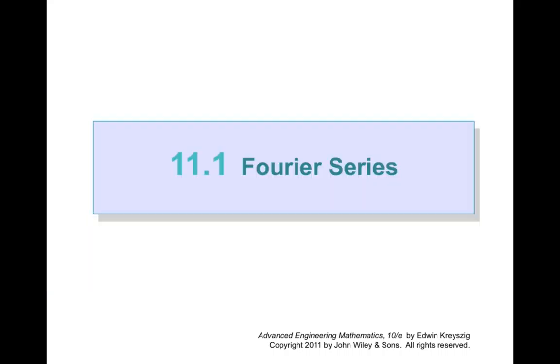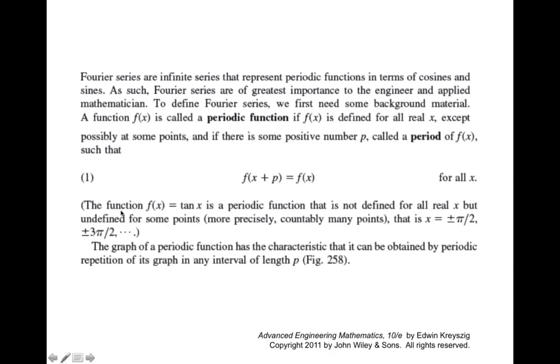So, Chapter 11 discusses several aspects of the Fourier transform and Fourier series. We won't discuss them all, but we will point out several important parts. So first of all, to discuss the Fourier series, we need to define what is a periodic function. Basically, a periodic function is something that repeats itself, and it's defined for all real x except possibly at some specific points. So one example of that would be the tangent of x, which, as we know, goes to infinity at multiples of 90 and minus 90 degrees.